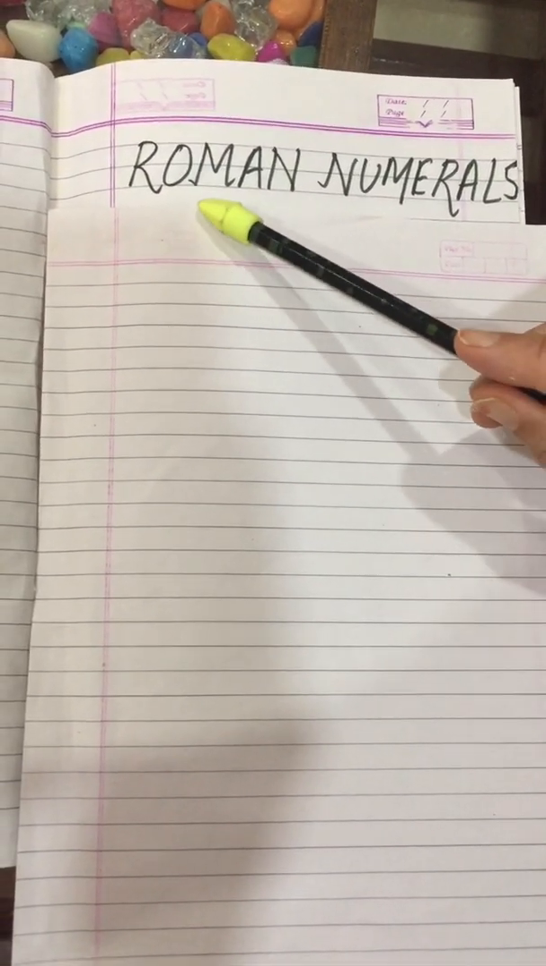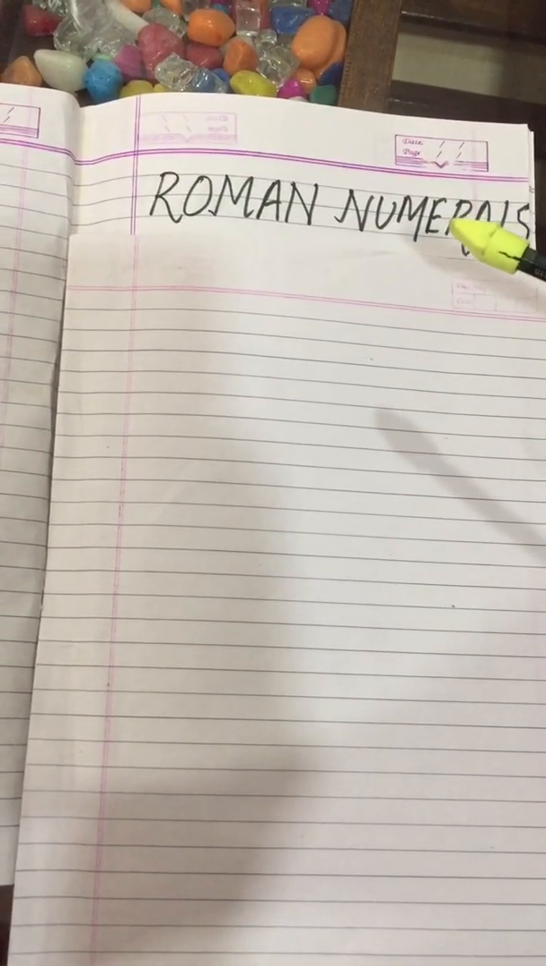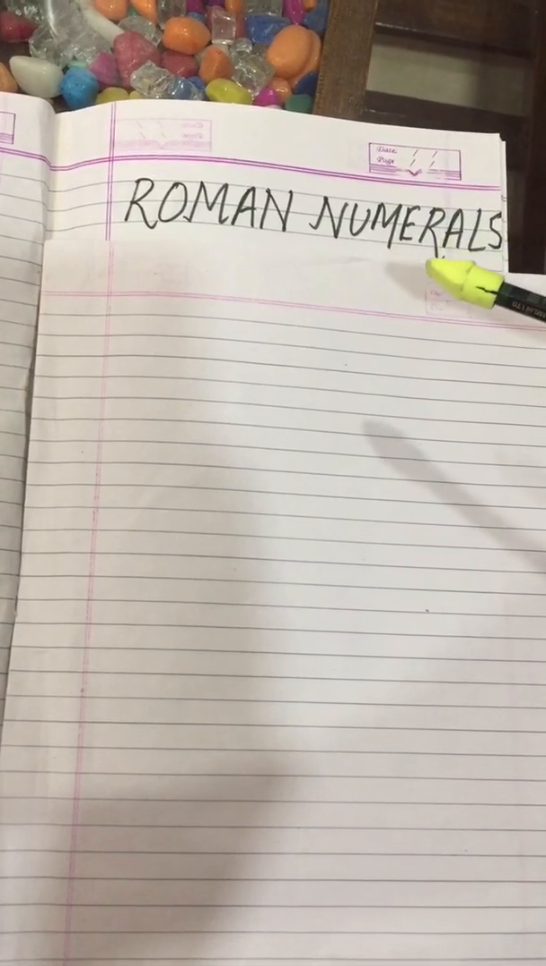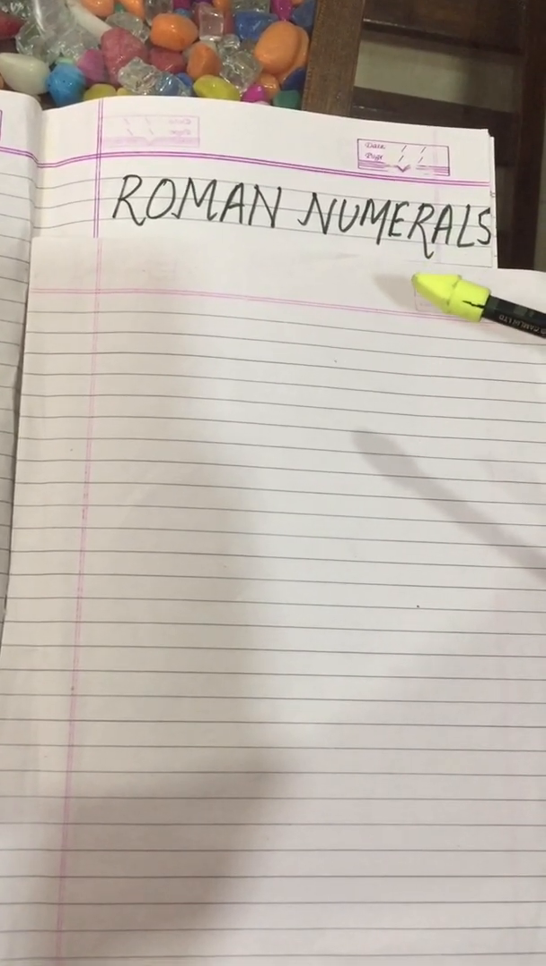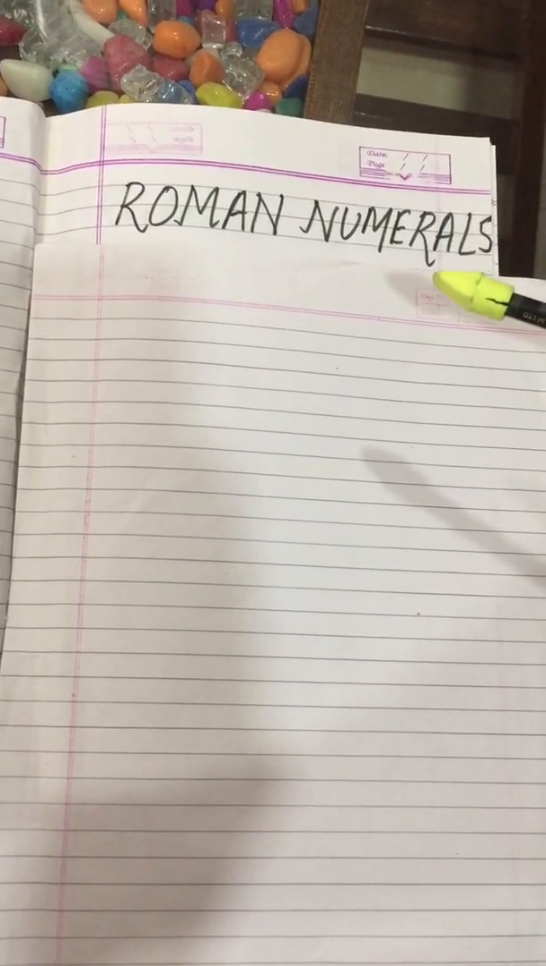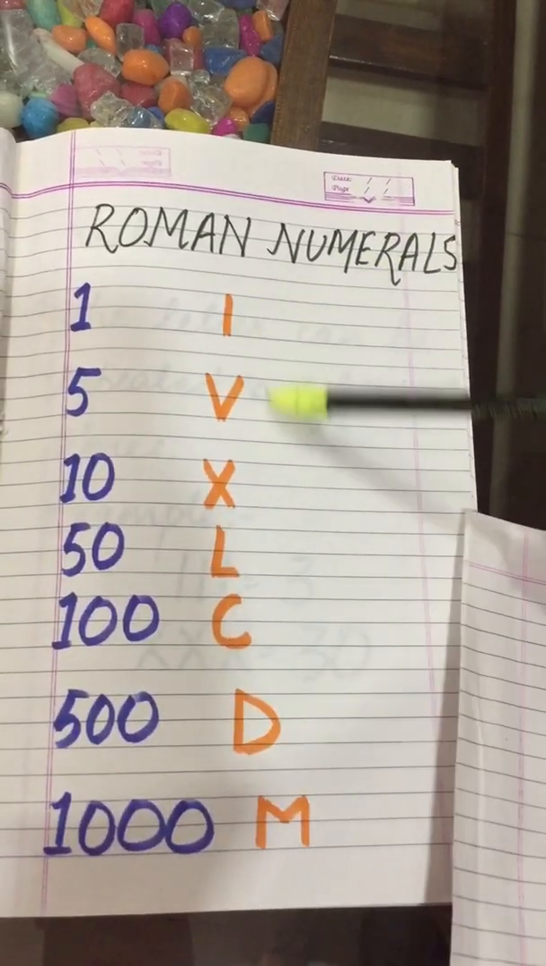Today we are going to learn the Roman numerals. The Roman numerals used a different system. Their system did not have any numbers. They had different rules for writing the numbers using the 7 letters.